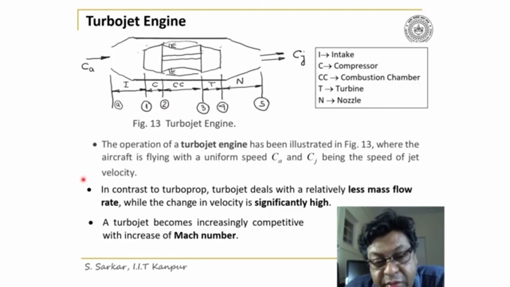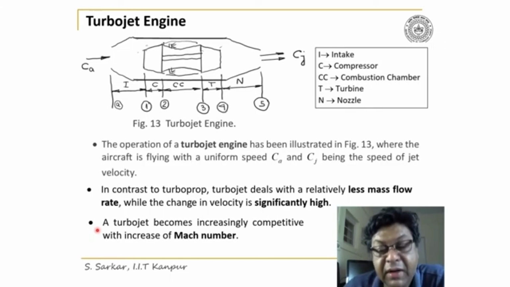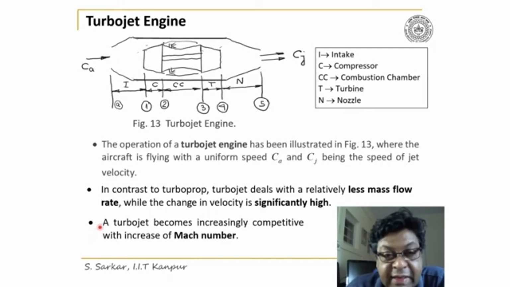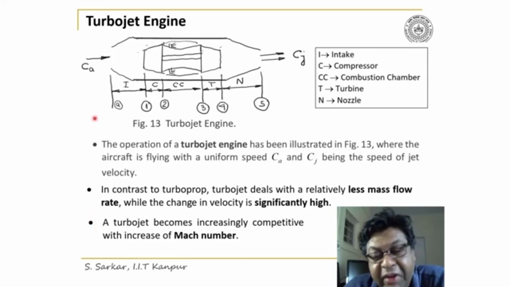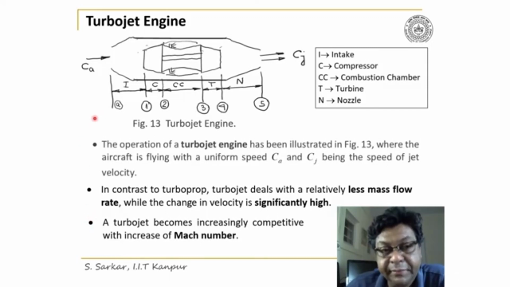Furthermore, I would like to add that in contrast to the turboprop, the turbojet deals with a relatively lower mass flow rate, while the change of velocity is significantly high. Further, the turbojet engine becomes increasingly competitive with increase of Mach number. So thus, this turbojet engine is very efficient at high speed.